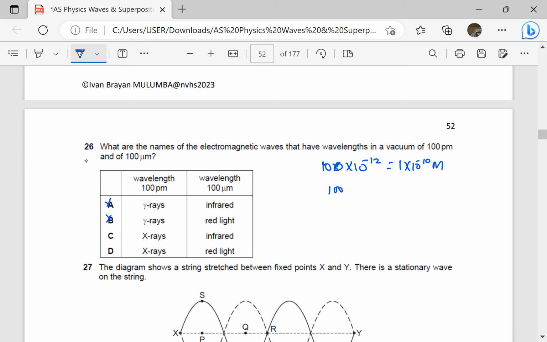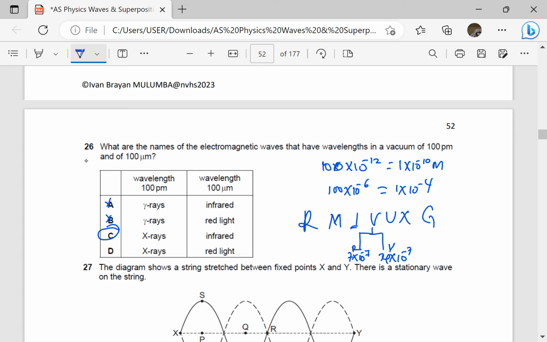Then 100 micrometers, 100 times 10 power negative 6, is the same as 1 times 10 power negative 4. And I think that is infrared, because of the mnemonic. When you look at the visible range, it is from 7 times 10 power negative 7 to 4 times 10 power negative 7. This is violet, this is red. So it cannot be red, because red is times 10 power negative 7. Therefore, the only option which we have there is infrared. So the answer is going to be C.